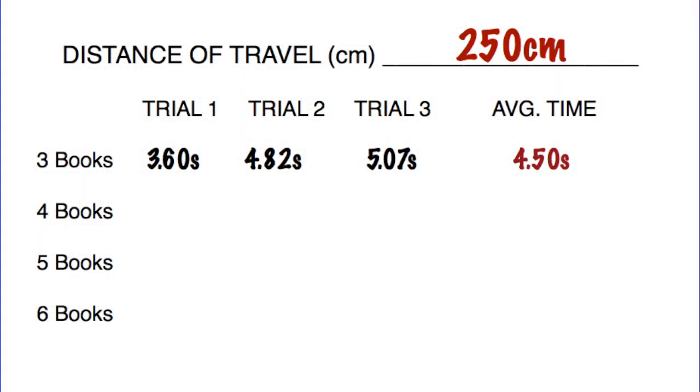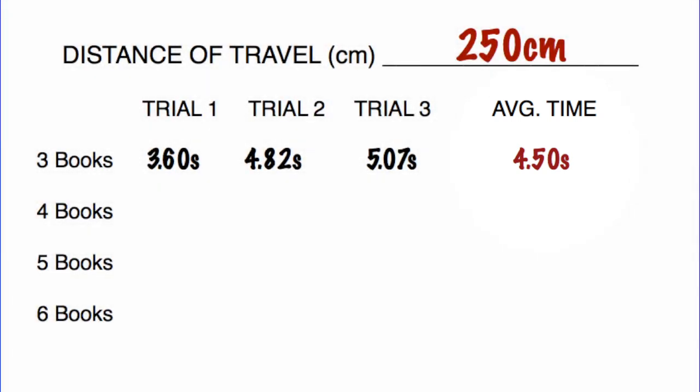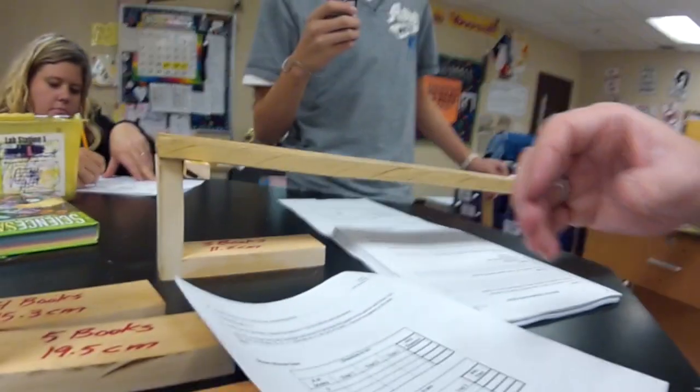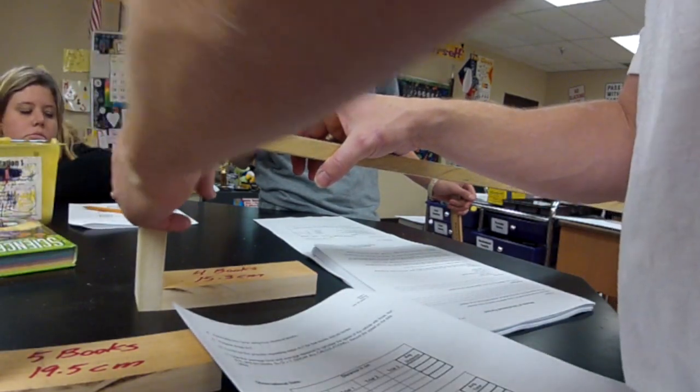With our three trials now being evident, it's time to add up our three trials and divide by three. We end up with 4.50 seconds, which will be the time that we use for three books when we figure out our speed. Okay, we're going to move now to four book heights. So a little bit higher.